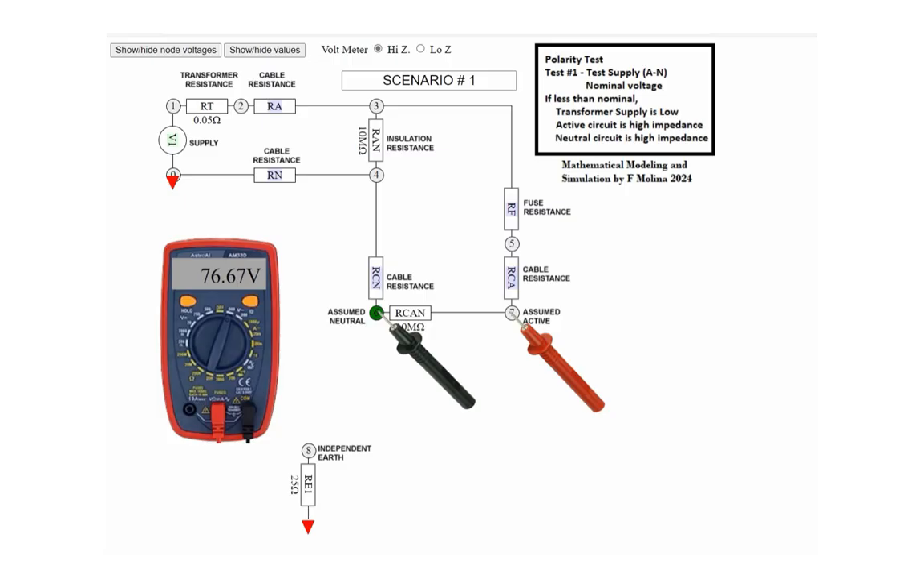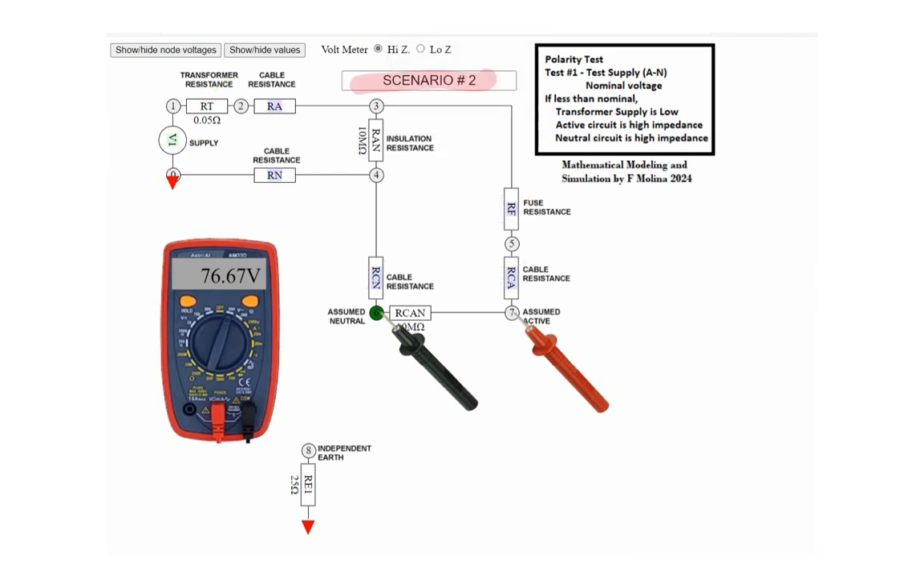In our tests, we toggle the voltmeter between high impedance, high Z, and low impedance, low Z settings. This helps us detect a phantom voltage, which occurs when there's a break or high impedance in the circuit. In scenario 1, when we switch to low Z, the voltage hardly changes. This means the voltage reading is real and can supply a high current. The test confirms that the resistances in the circuit are good, but the transformer is supplying only 76.67 volts, which is lower than expected.